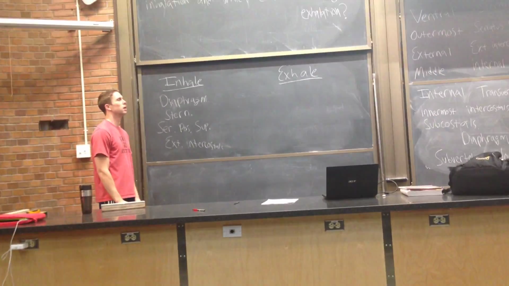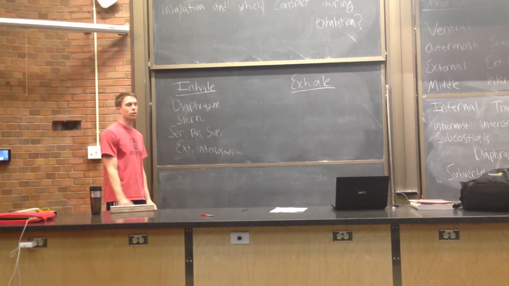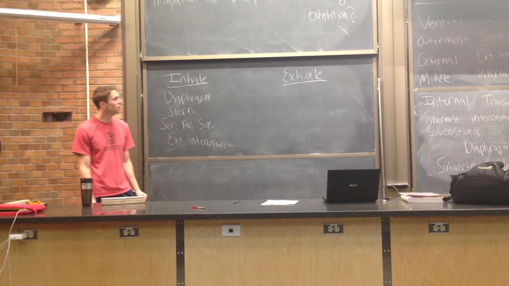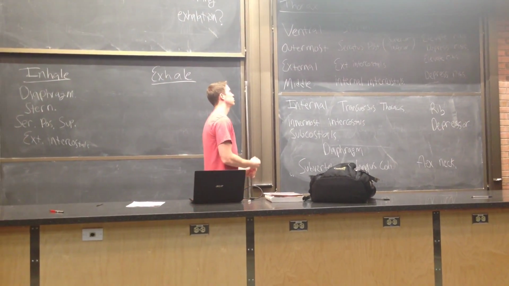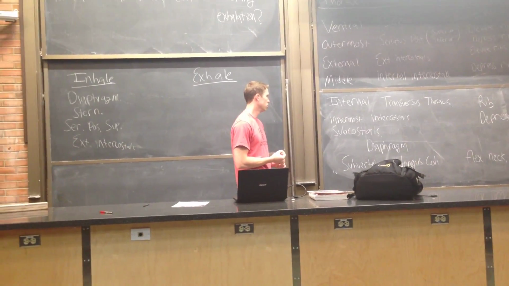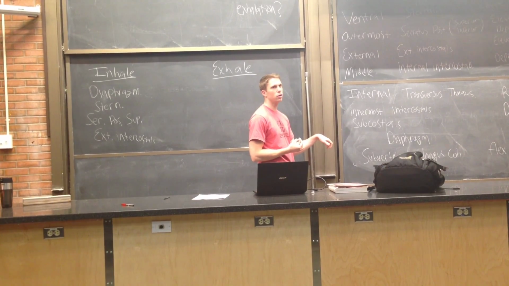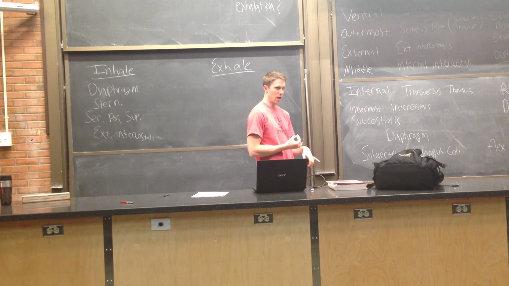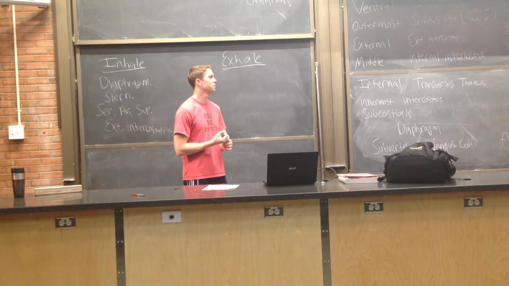And then exhale would essentially be all the rest. Would you like me to write them down? Okay. So they're going to be your serratus posterior inferior, your internal intercostals, your innermost intercostals, your transversus thoracis, your subcostals, and would your longus colli be involved? No. Are you flexing your neck when you're breathing? No. So no, that would not be involved.